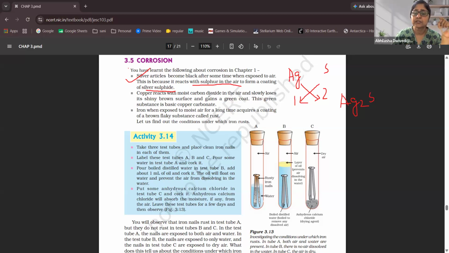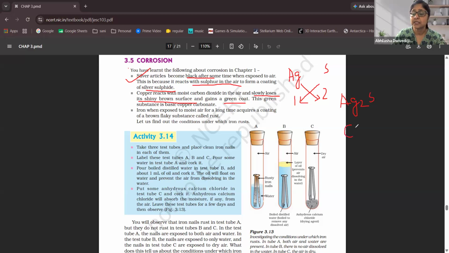Now, copper reacting with moist carbon dioxide in the air slowly loses its shiny brown surface. This is important. Important points should be underlined first, and then you should write them down in your book, because the more you practice writing the important points, the faster it will come in the exam. If you are expecting that all of a sudden you will be able to write all these minor details, you are probably wrong, because memory doesn't work like that. So it will be green in color, exactly like how it was black here. After some time, here it is green, and it is copper carbonate.